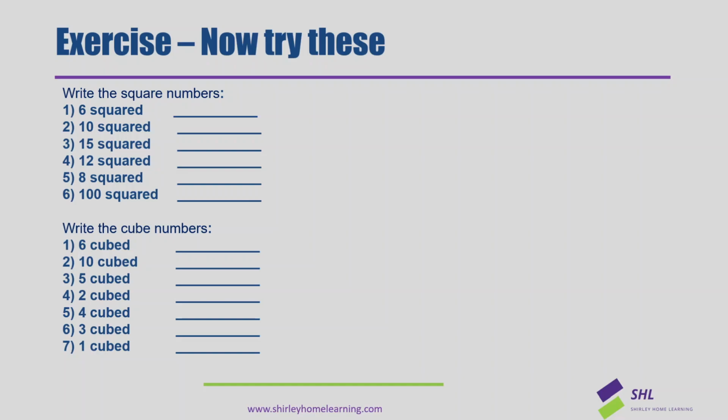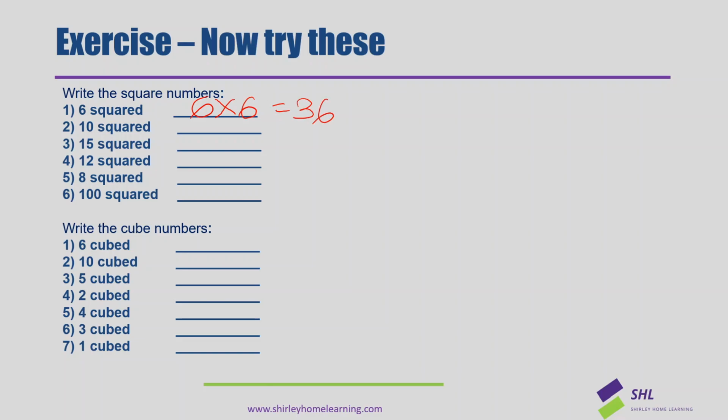Moving on to the exercise, now let's try these questions. So the first one says, write the square numbers, and the first one is 6 squared. So for this, we are going to have 6 squared. So it is 6 times 6. And the answer is 36. So you can carry on with the others.